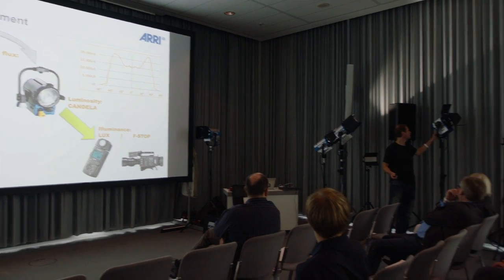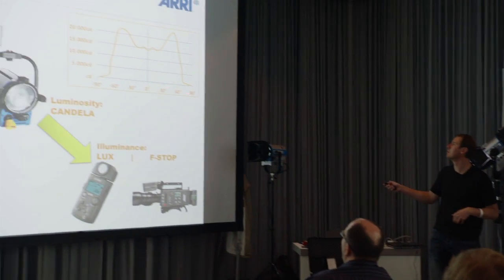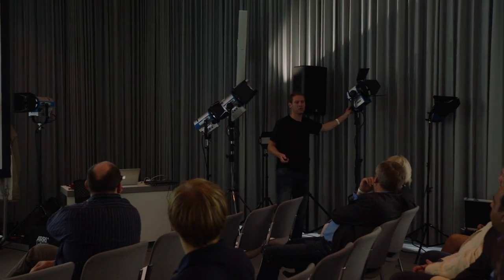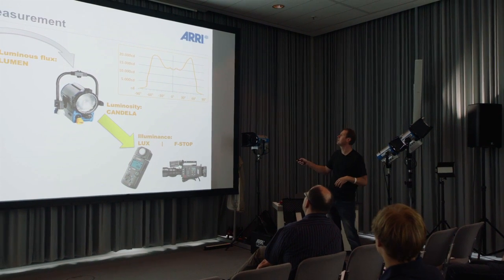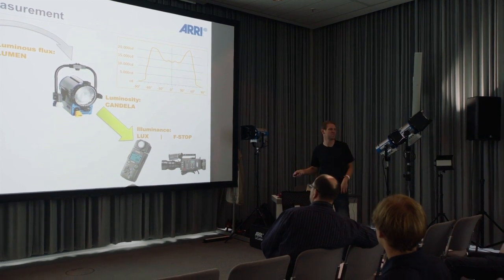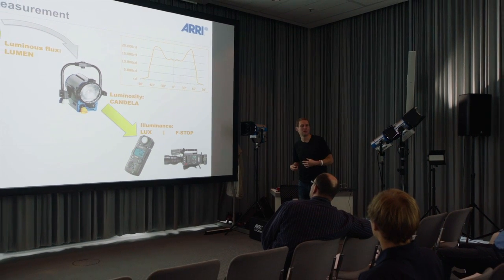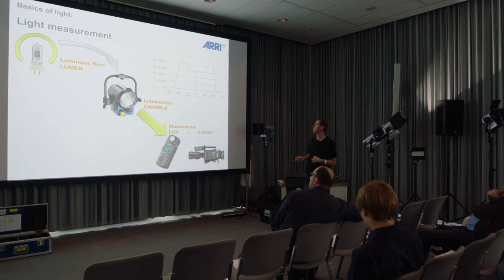Other fixtures, like for example these, Fresnel spotlight, you will see a completely different curve, which is maybe like this. And of course, because it's focusable, you have two different curves, one for the flood and one for spot. So if we compare fixtures, always have a look at this, because otherwise it doesn't tell you anything.